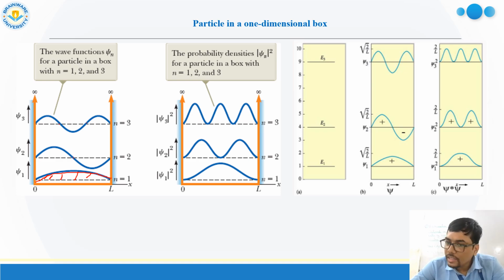For n equals 1, there is no nodal plane. But for n equals 2, that is the first excited state, there is one node, and for n equals 3, there are two nodes. So with increasing n value, nodes increase. For n equals 2 the number of nodes is 1, for n equals 3 the number of nodes is 2. So we can say for any n value, the number of nodes is n minus 1.